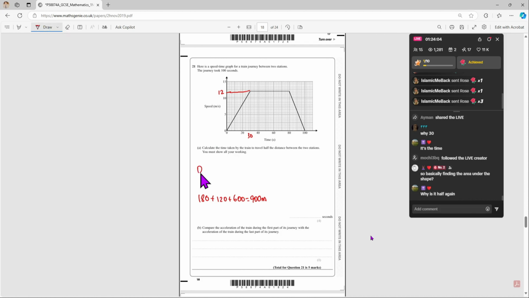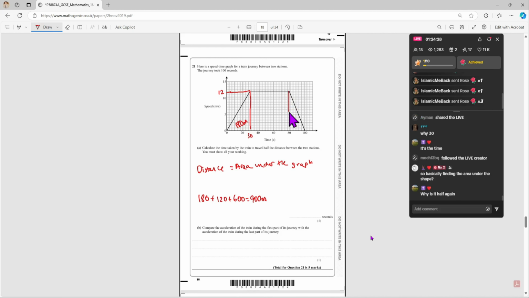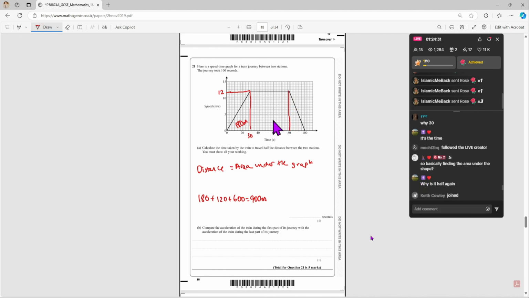So we know that distance equals area under the graph. Okay. Which is equal to 900 meters. And now, once we have done that, we are not going to forget this is 180. This is 180 meters. And over here to over here, it's 600 meters. And this is 120 meters, okay?